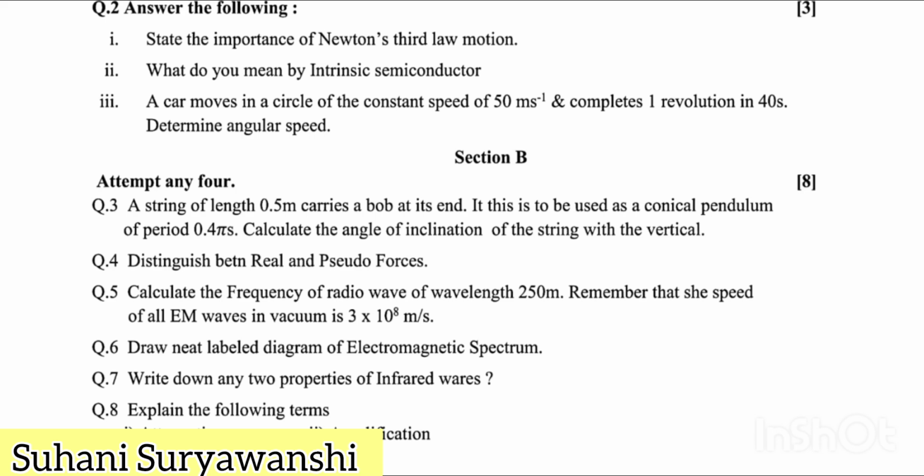If it is to be used as a conical pendulum of period 0.4 pi second, calculate the angle of inclination of the string with the vertical. So again, the question is for 2 marks. Numerical values are there. You have to write given, then to find, then formula, solution, and ultimately answer.